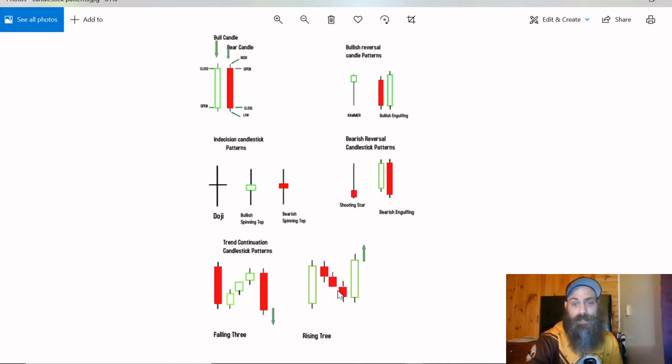It doesn't always have to be three. And then you'll get your next bull candle that just rips up here, but it's got to close above here. So let's go take a look at that one.